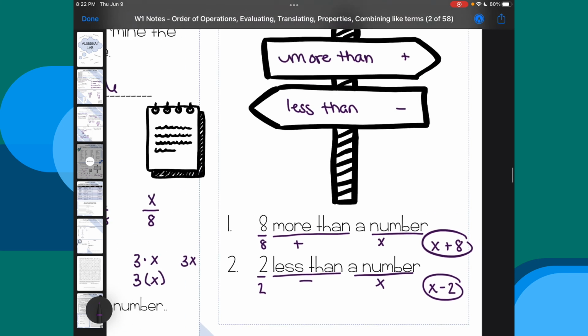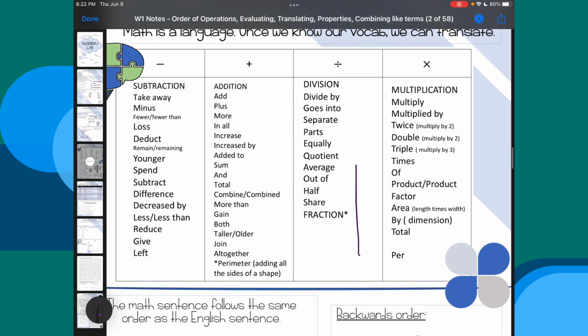Once you know your vocabulary words from this chart above, it makes translating much easier.